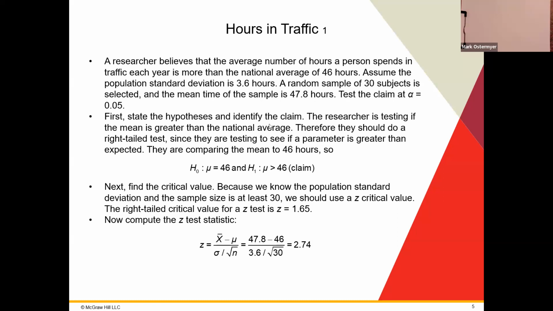Test a claim at 5%. Now, ladies and gentlemen, why do we even have to bother with hypothesis testing here? We can clearly see that this sample mean wait time in traffic tie-ups is 47.8 hours. That obviously exceeds 46 hours, the national average.